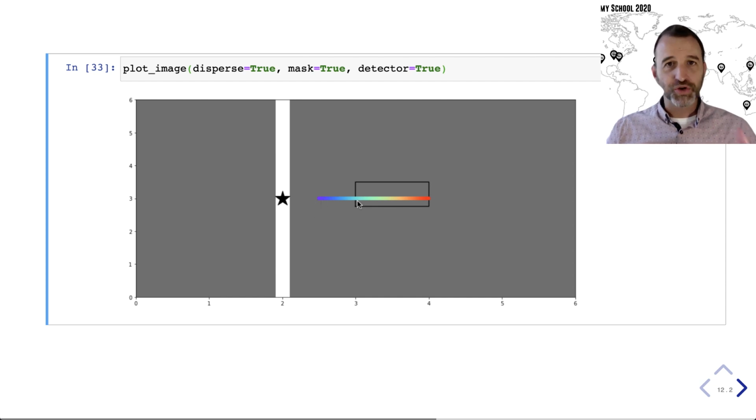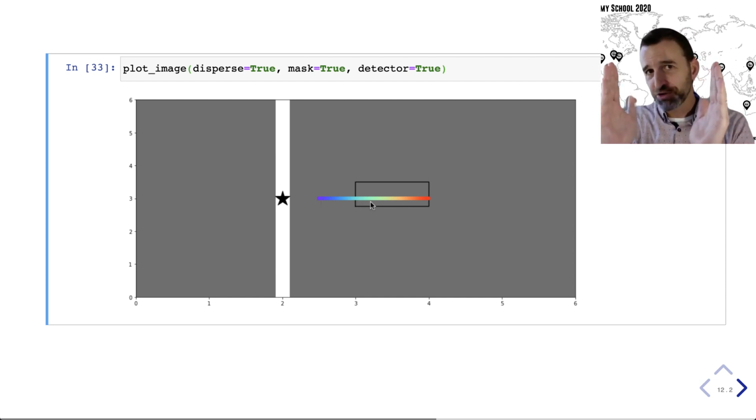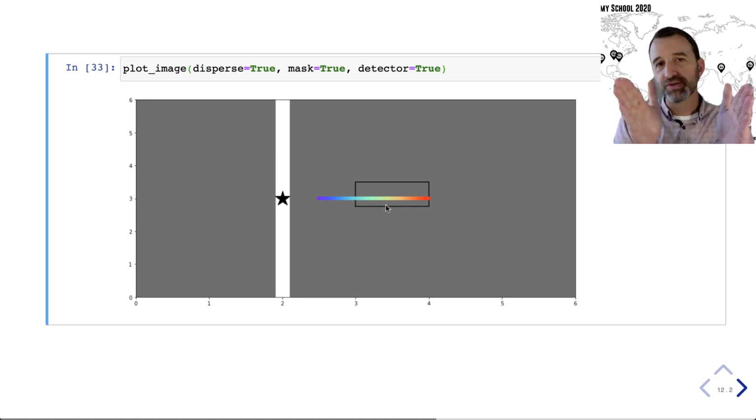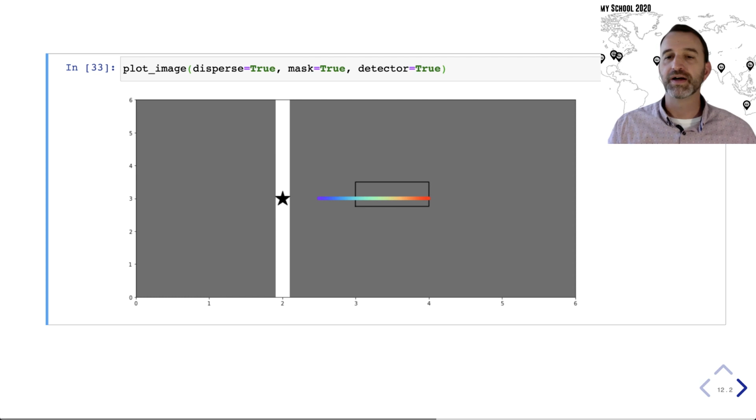So in general, you're only going to get some fraction of the electromagnetic spectrum on your detector. And you may have some options with your instrument to actually place this detector, or more commonly, you can actually tilt the grating so you can make that spectrum move to wherever your CCD is, so you can image the part of the spectrum that you're most interested in.